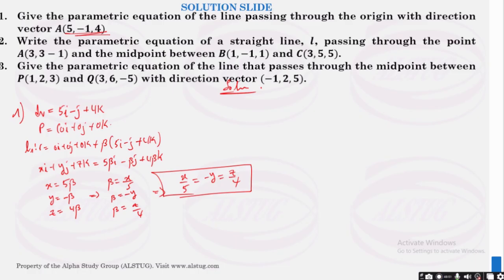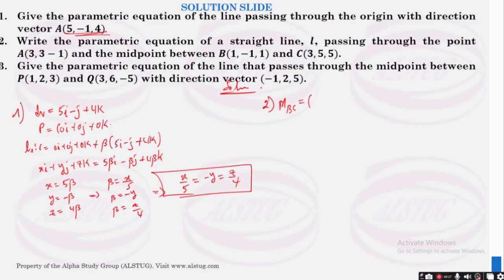We move on to the second. In the second question, write the parametric equation of a straight line L passing through this point and the midpoint between B and C. So we need the midpoint. It's passing through this and it's passing through the midpoint of B and C. It's not passing through B, not passing through C. So we need the midpoint of BC.